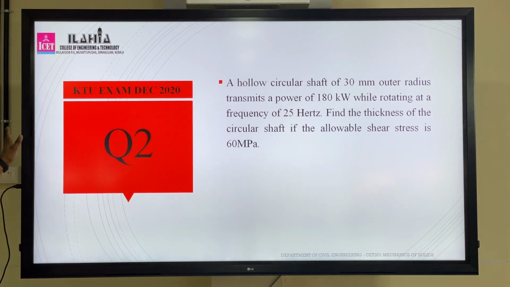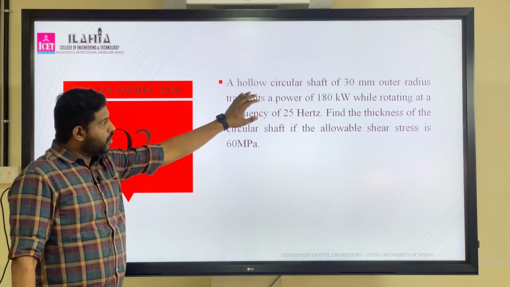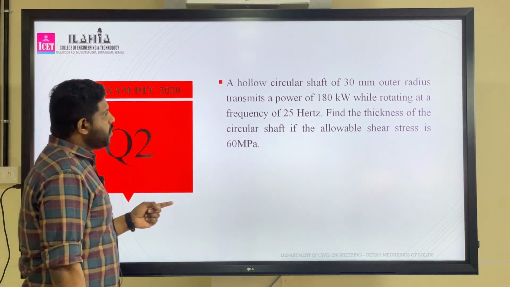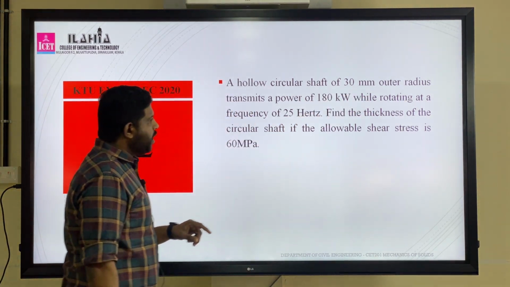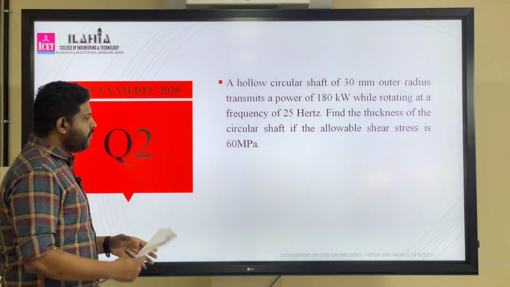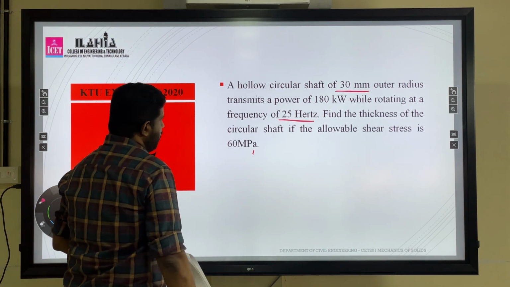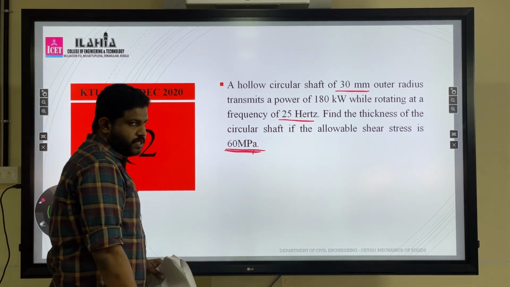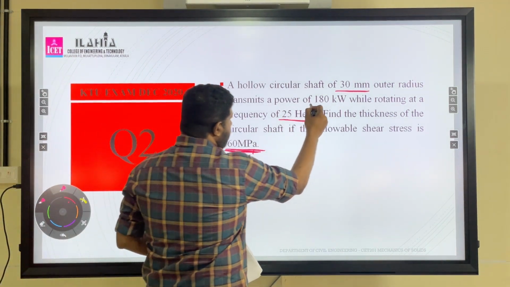The second question is also from the topic shaft. Here we are using a hollow shaft instead of a solid shaft. The question is, a hollow circular shaft of 30 mm outer radius transmits a power of 180 kilowatt while rotating at a frequency of 50 hertz. Outer diameter is given as 30 mm. Then allowable stress is 60 megapascal. Megapascal is the same as Newton per mm square. And the power is 180 kilowatt.